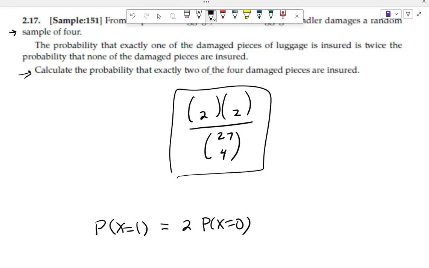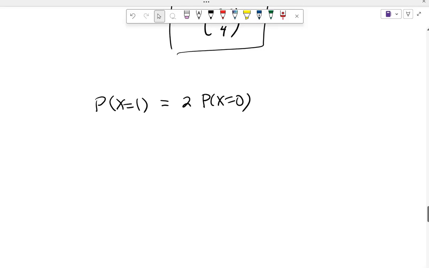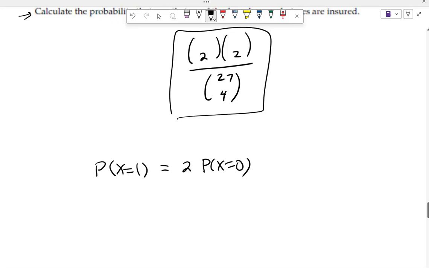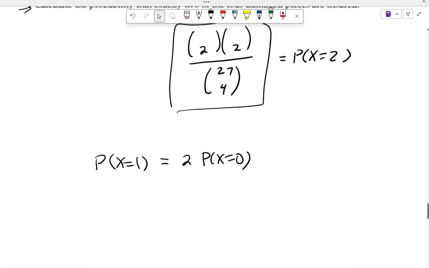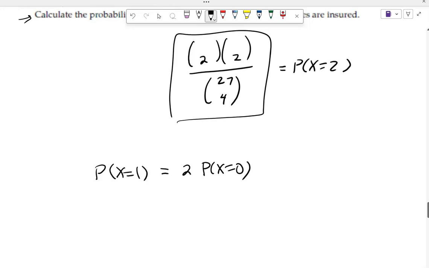So let's think about how we can figure these probabilities out. Same concept that we had above, if I think about this using the same notation, this is the probability that 2 are insured, right? So the same notation. We agree? Okay. So let's do the right-hand side first, and then we'll do the left-hand side. What's the denominator going to be? 27 choose 4, right?